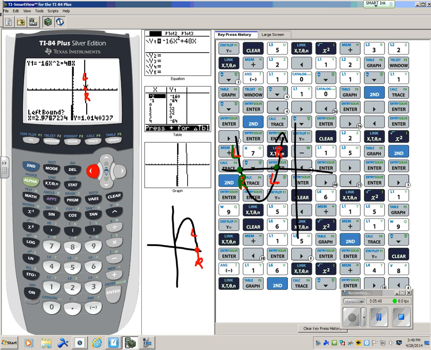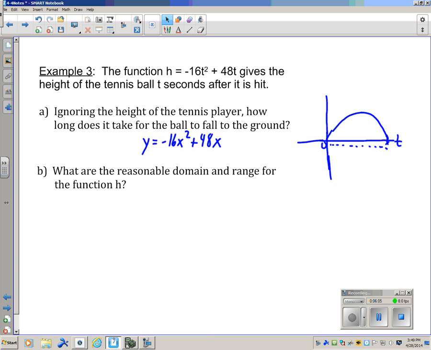I should probably get those red marks out of there so we can actually see the cursor. So now that's on the left-hand side, so I'm going to hit enter. Come down here on the right. It's jumped way down here by the -8. Hit one more time. It'll tell me it's 3. So it took 3 seconds for it to hit the ground.